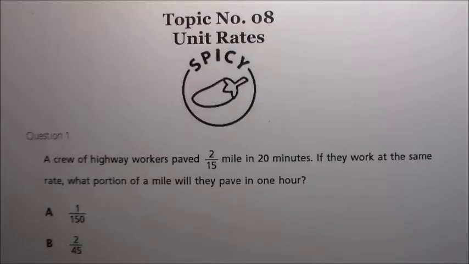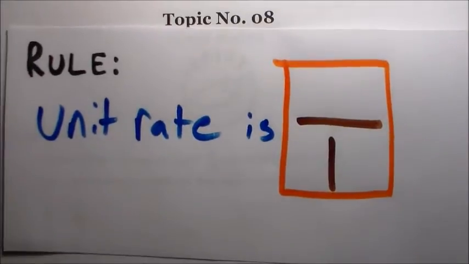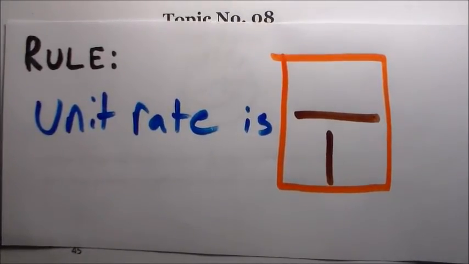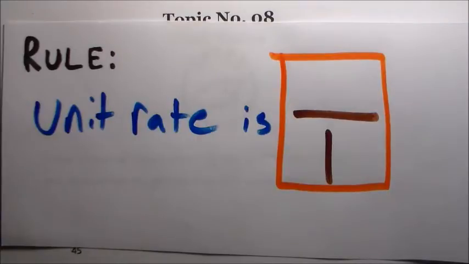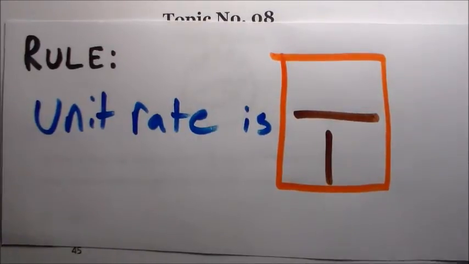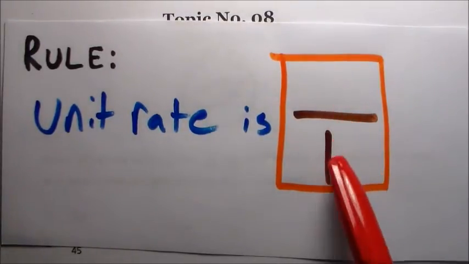Okay, on to unit rates. And one thing you got to know is, what is a unit rate? So right off the bat, let's say a rule. A rule is, unit rate is 1 in the denominator. It is something per 1. It is a number per 1.